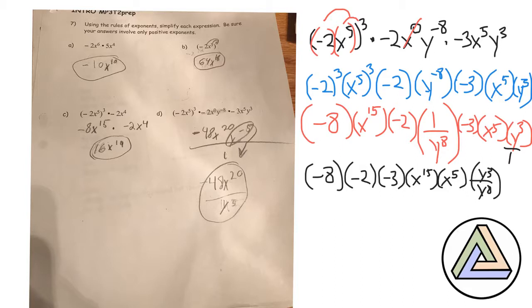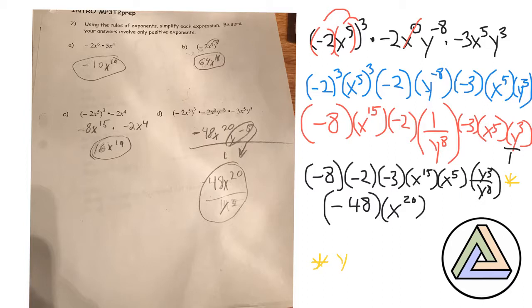All right, let's see if we can make some headway with this. Let's see what happens when we multiply these numbers. Negative 8 times negative 2 is positive 16, times a negative 3 is a negative 48. That's what that is. Keep it in parentheses for now. We have x to the 15th times x to the 5th. In that case, you would keep the base, add the exponents. And let's see, over here, y to the third over y to the 8th. Let's analyze what's going on over here.